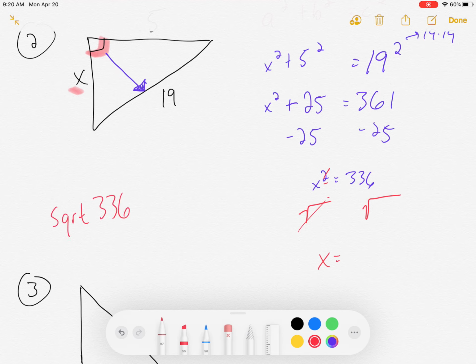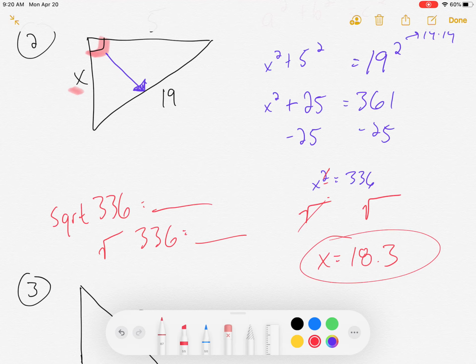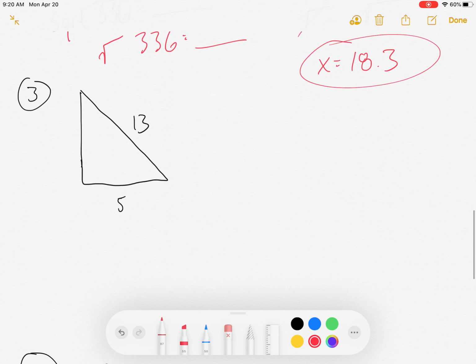Again, on Google, you can type into the search bar SQRT of 336, and you will get a number. Or on that calculator, you type in the radical sign, and then 336, hit equals. And either way, you should get a number out. You can just round it to one decimal for now. X is going to equal 18.3.